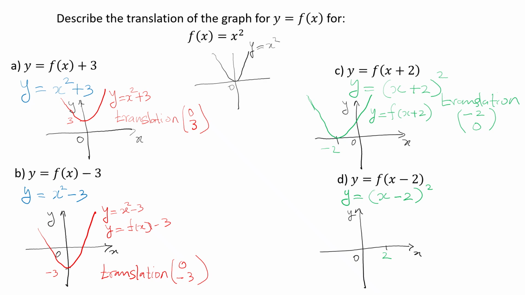So the graph moves right by 2. Let's label this one, y equals f(x minus 2). You can see when the constant is negative, taken away, the graph moves to the positive side. The translation: in the x direction the graph moves positive 2. In the y direction it does not move, so 0.